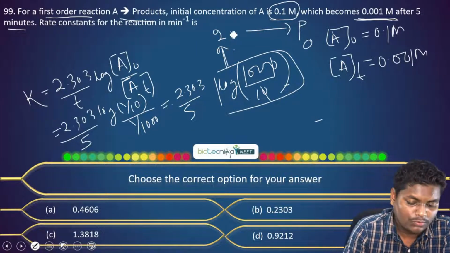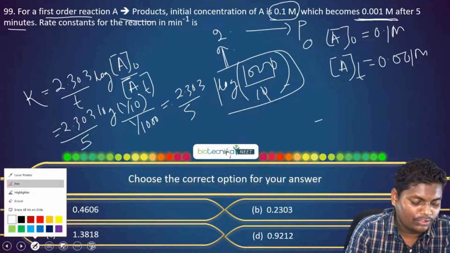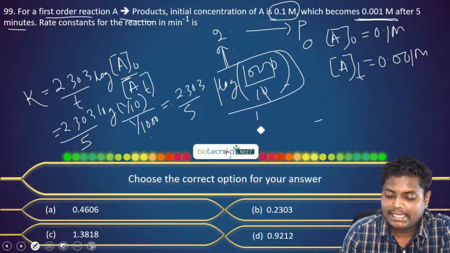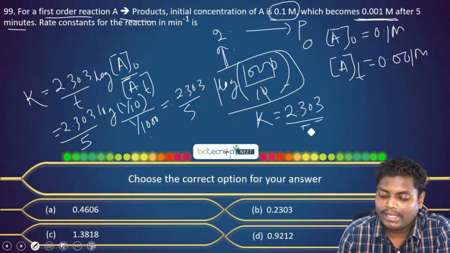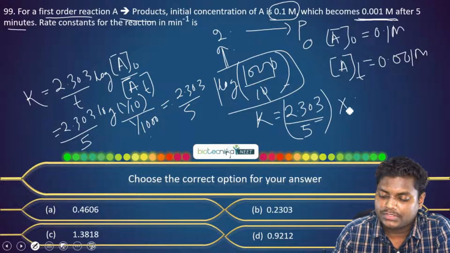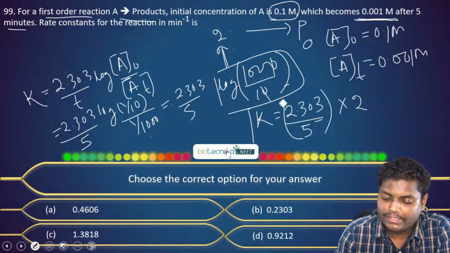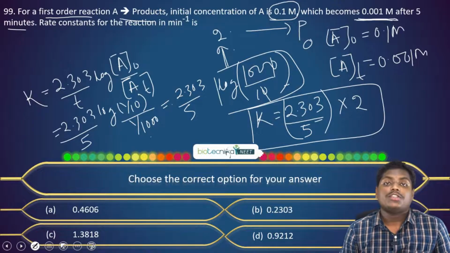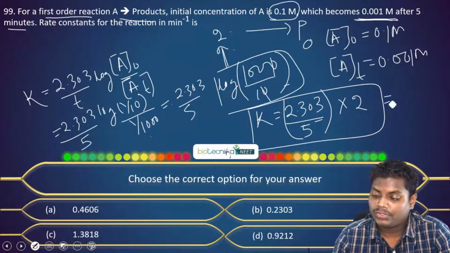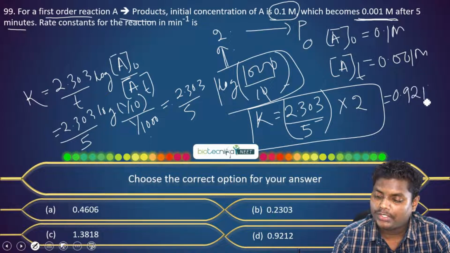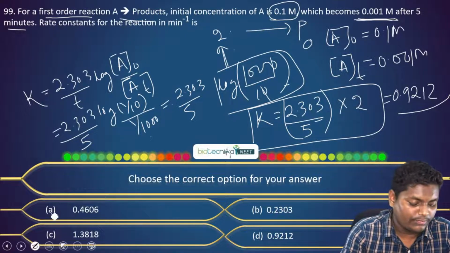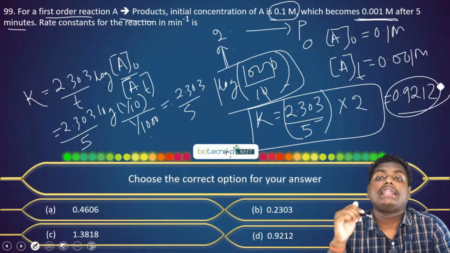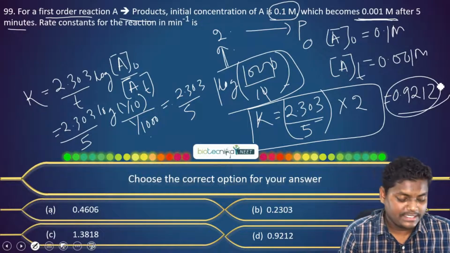So what we have got so far is k is equal to 2.303 upon 5, into 2. If you solve it exactly, the value will come close to 0.9212. So this is how you solve this question.